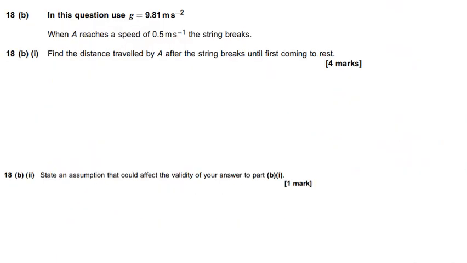Part B. So we're told that when A reaches a speed of 0.5 meters per second, the string breaks. Find the distance traveled by A after the string breaks until it comes to rest. If you imagine it, the block is going up the slope, then the string snaps, and its momentum allows it to carry a little bit further up the slope before coming to a stop.